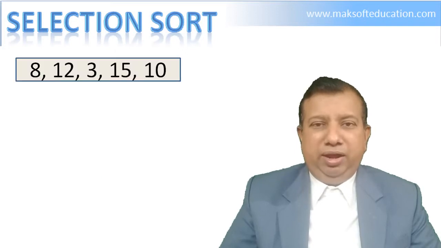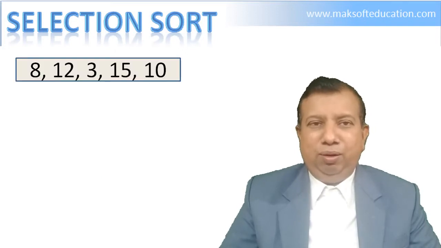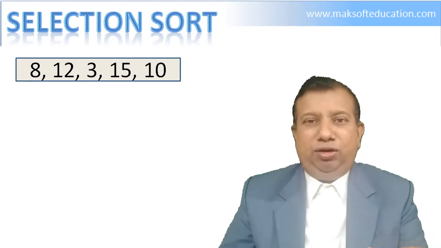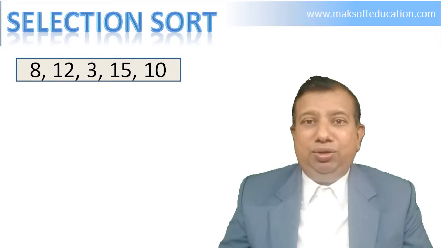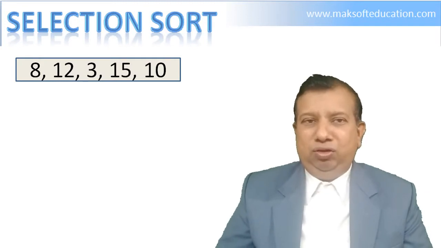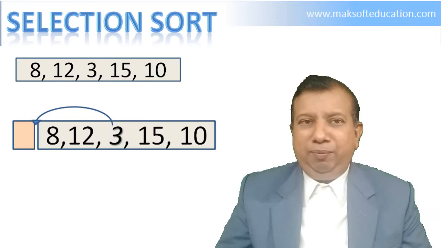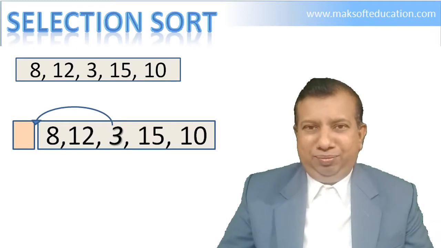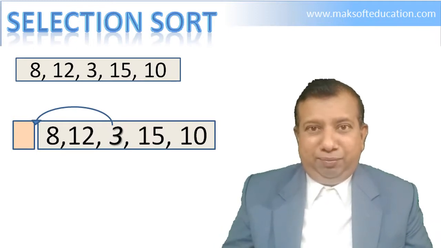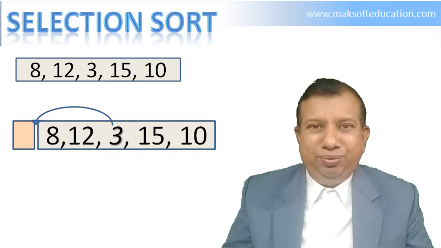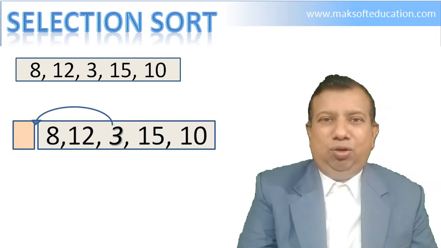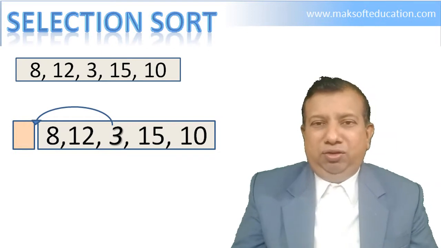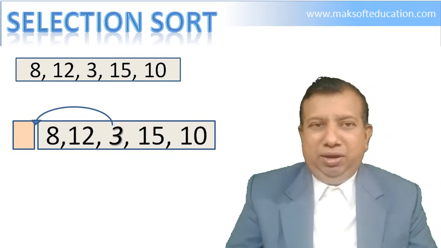Let us say the array given is 8, 12, 3, 15 and 10, and initially the sorted array is empty. Now we have to select smallest value in unsorted array. So see all the values in given array and find out smallest one. Now 3 is selected because it is smallest value, and then it is inserted at the last position of sorted array. So 3 is selected and then it will be added.